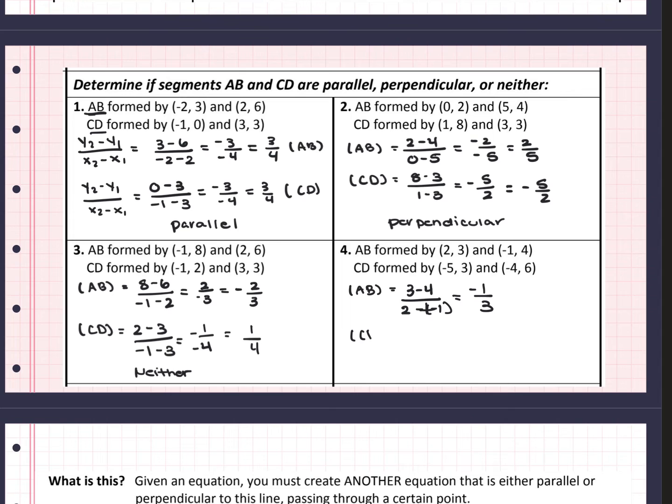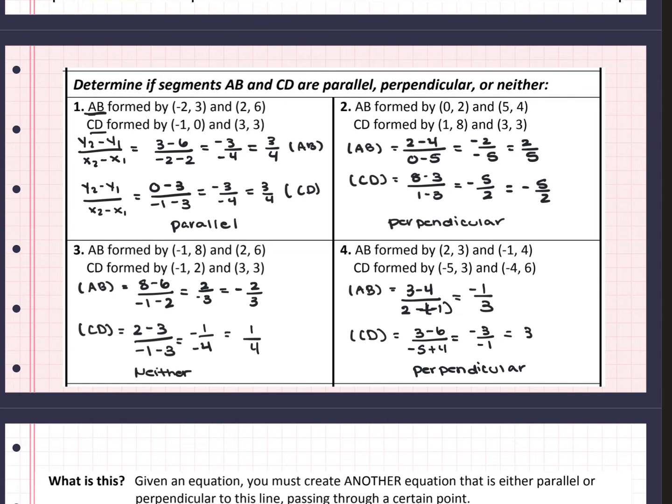Then we have for CD 3 minus 6 over -5 plus 4, -3 over -1, which reduces to 3. So these are perpendicular because we have -1/3. Then we have the opposite reciprocal, which is 3.